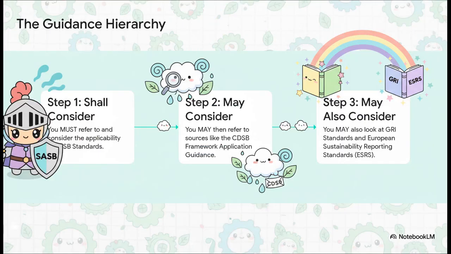Now, you've really got to pay attention to the wording here because this is the absolute core of the guidance. Step 1 uses the word shall. That means you must, it's not optional, you must refer to the SASB standards and think about whether their topics and metrics fit your situation. Then, for steps 2 and 3, the word changes to may. You may consider CDSB guidance, and you may also look at GRI or ESRS. This shall, then may structure is basically your roadmap.